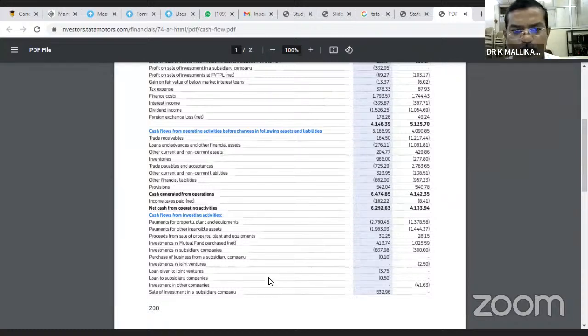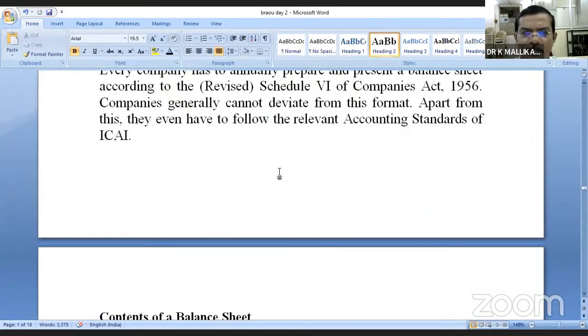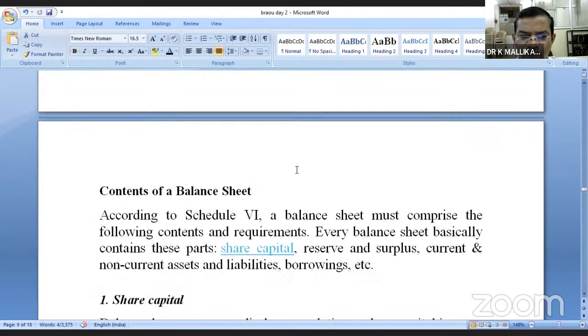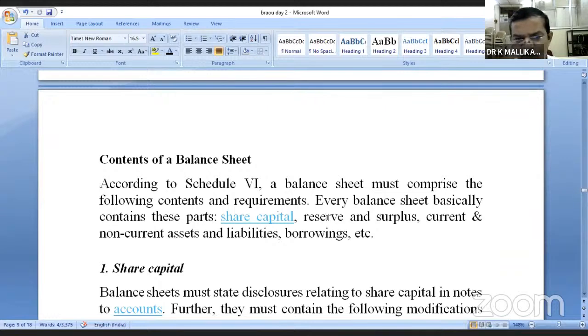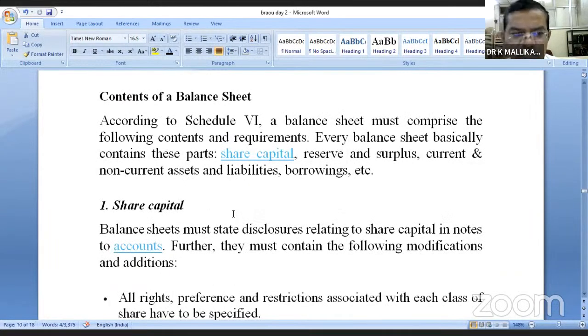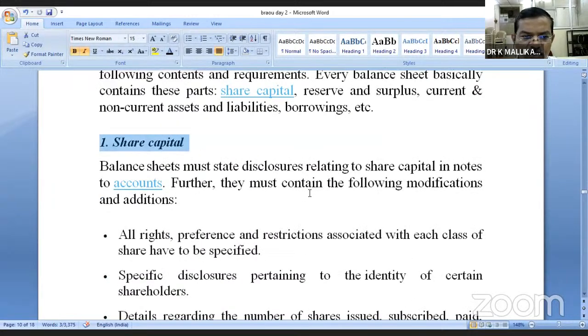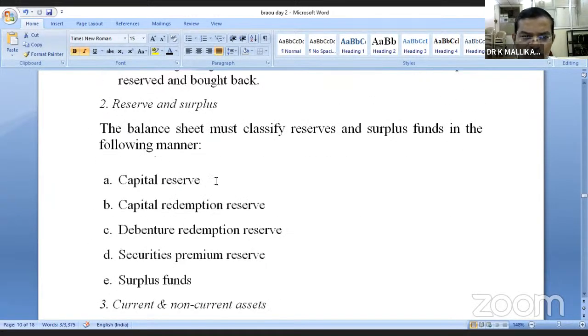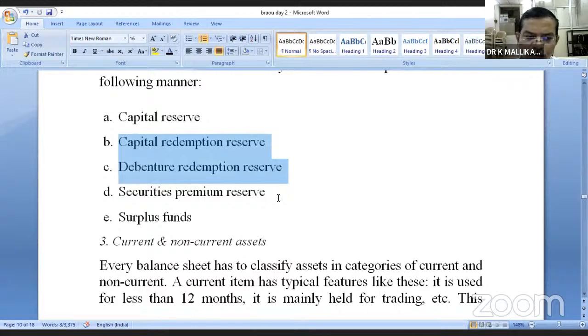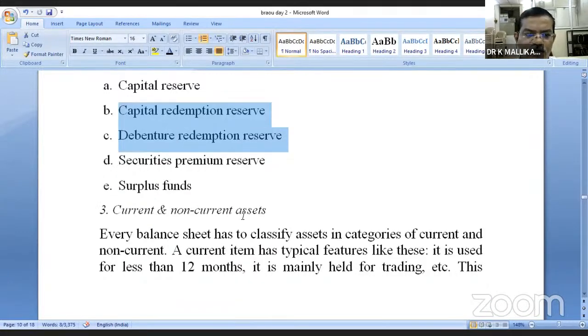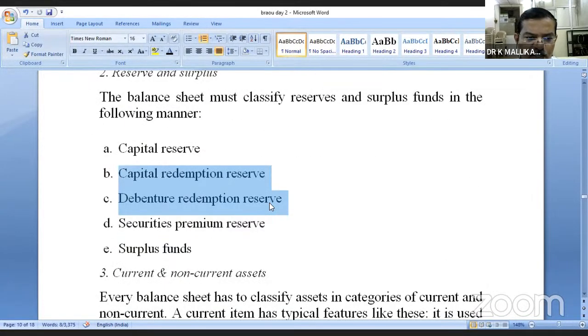Right. So here, as per the Companies Act, there is a specific format. All companies have to follow the same format. So what are the contents? Let's discuss the contents of the balance sheet. First is share capital. Under share capital we see capital reserves, redemption reserves, debenture redemption reserves, securities premium reserves, surplus funds. These are the items there.